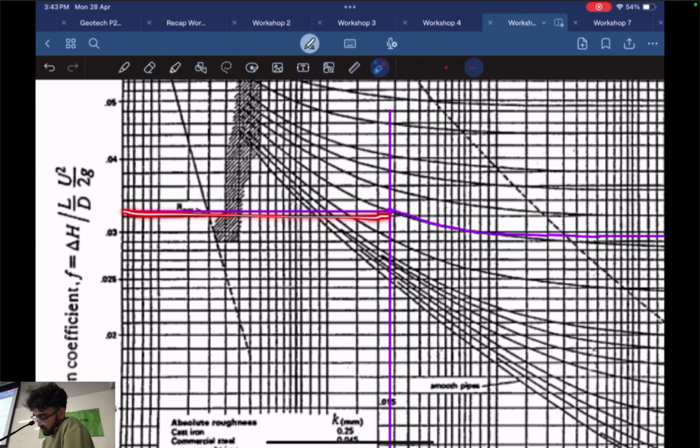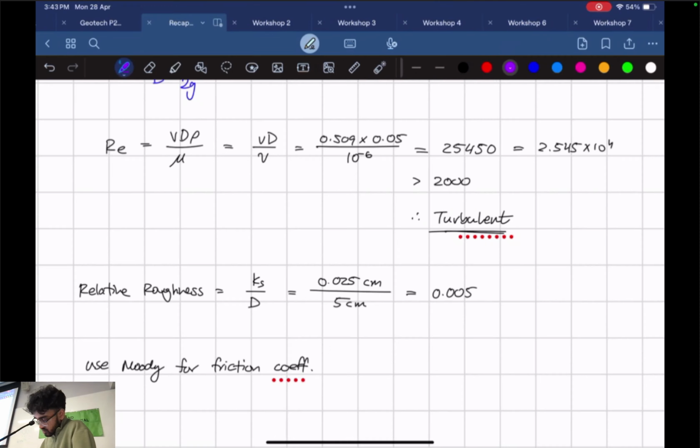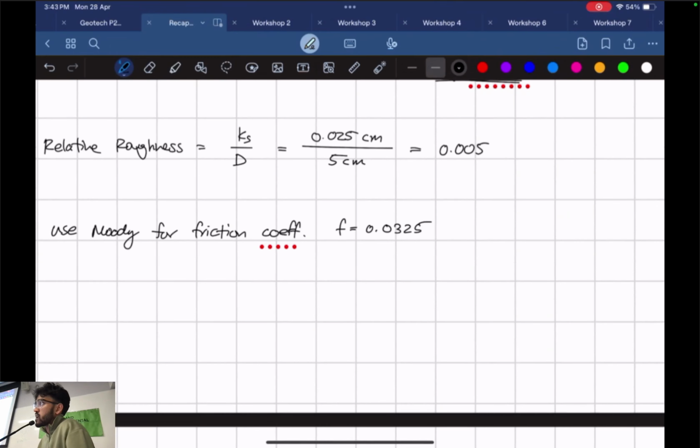And then looking to our left, we get, what number is that? 1, 2, 3, 4. Yeah, 0.33. Why is it 0.325? If you have 0.3, 0.33, 0.35, doesn't matter. This is the approximate answer. So we can find HL now.